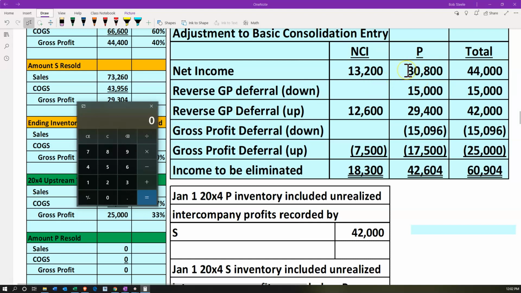We would have had the original breakout in our original journal entry of 30,800, but we're adjusting it by the 15,000 plus the 29.4 minus the 15,096 minus 17,500, for the 42,604, which will be included in our original journal entry, or in our first journal entry, typically for our consolidation entries.